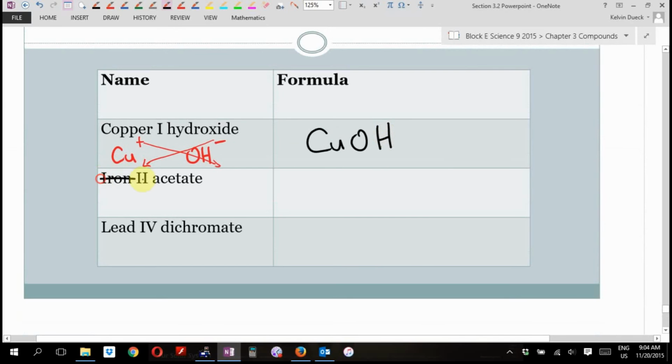So this one here is, first of all, let me fix this. It's copper 2 hydroxide. Sorry, I think I must have changed your copy and forgotten to change my PowerPoint copy.